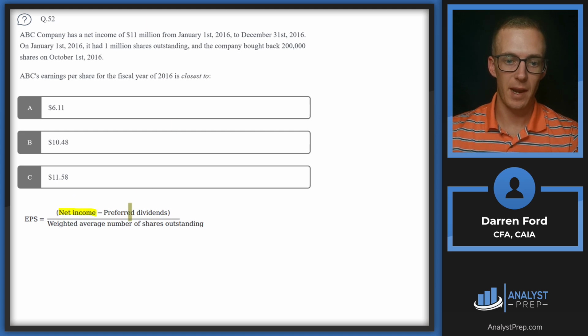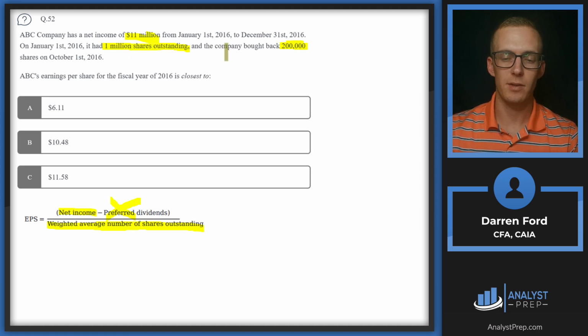So we've got net income minus preferred dividends. We're given our net income of $11 million. It doesn't say anything about preferred dividends here, so we can go ahead and ignore that. And then where we'll have to do a little extra work here is on the weighted average number of shares outstanding. So we've got 1 million shares outstanding from January 1st to October 1st, so for 9 months. And then when the company buys back 200,000 shares, that means that we're subtracting from this 1 million, and that brings us to 800,000. So we'll have 800,000 shares for 3 of the 12 months.